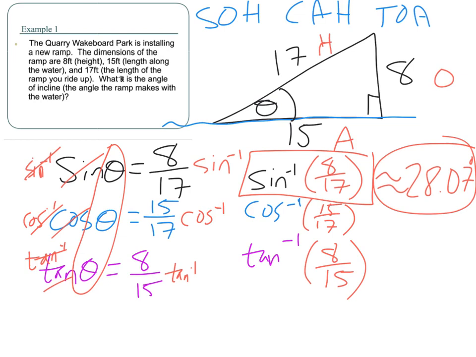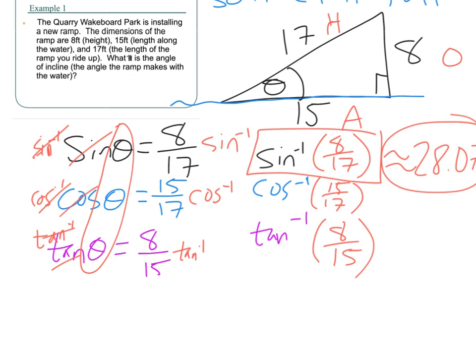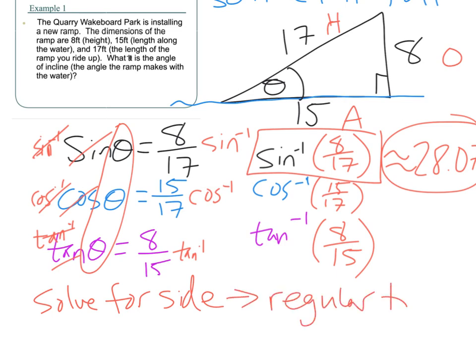Okay? So some problems we're going to have all the dimensions. Sometimes we're only going to have 2 dimensions, and we can find an angle, right? There's just different situations. But basically, in summation, what we want to say here is if you're solving for a side, regular trig.